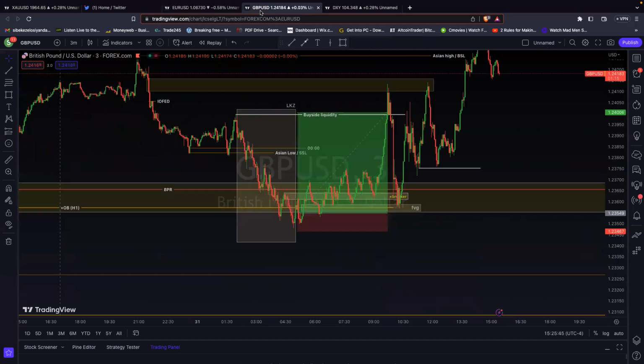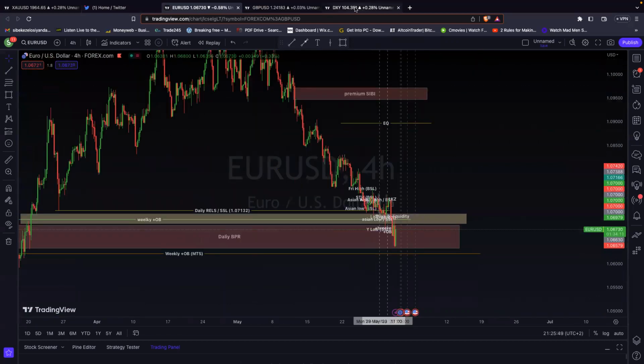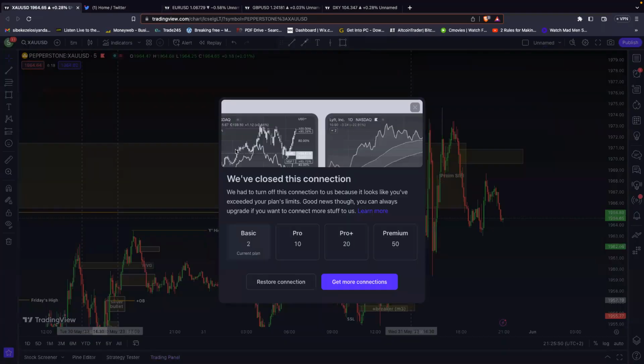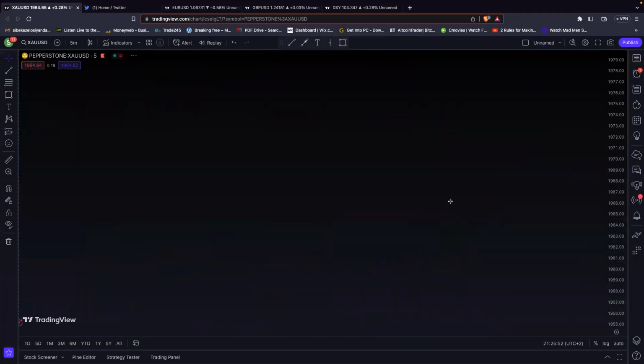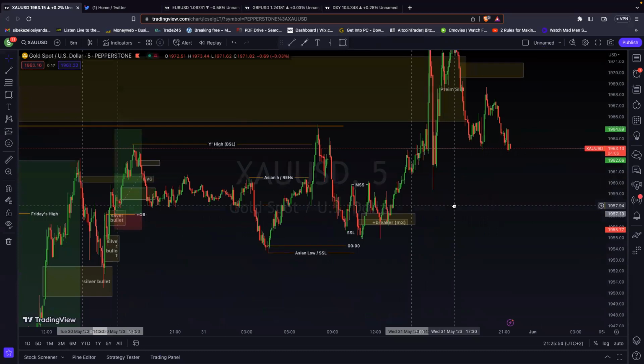Those are the sessions I traded today. So I was trading EU, GU. I think gold also printed some goodies there. I think I took gold as well.